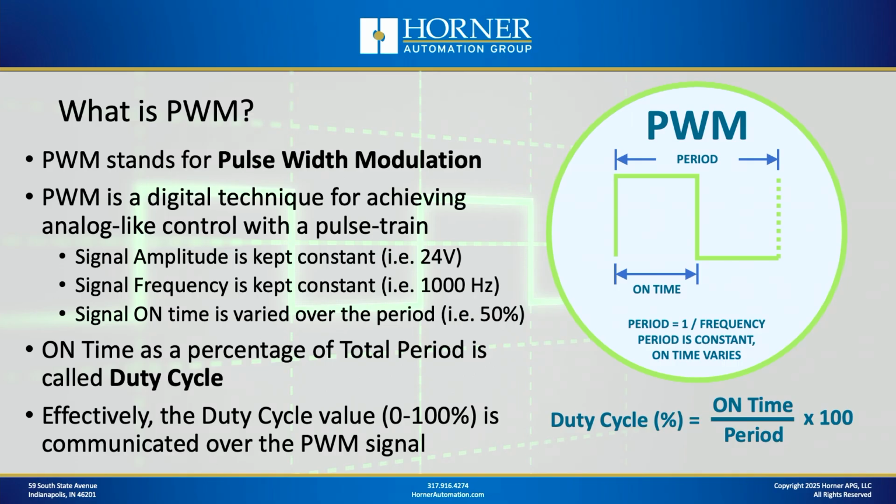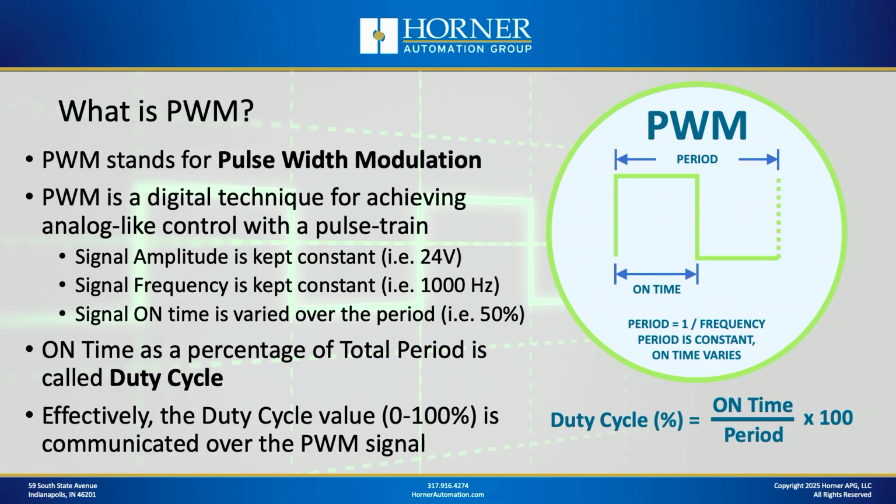PWM stands for Pulse Width Modulation, and it is a digital technique for achieving analog-like control with a pulse train signal. So with a PWM pulse train signal, your signal amplitude is kept at a constant. So with most PLCs, like with a Horner, you're talking about 24 volt DC. Your signal frequency is also kept constant. So 1,000 hertz or 500 hertz or maybe even 10,000 hertz might be common frequencies of your PWM signal, although you would keep that constant for any one signal. And then what you would vary is the on time of that signal over the entire period.